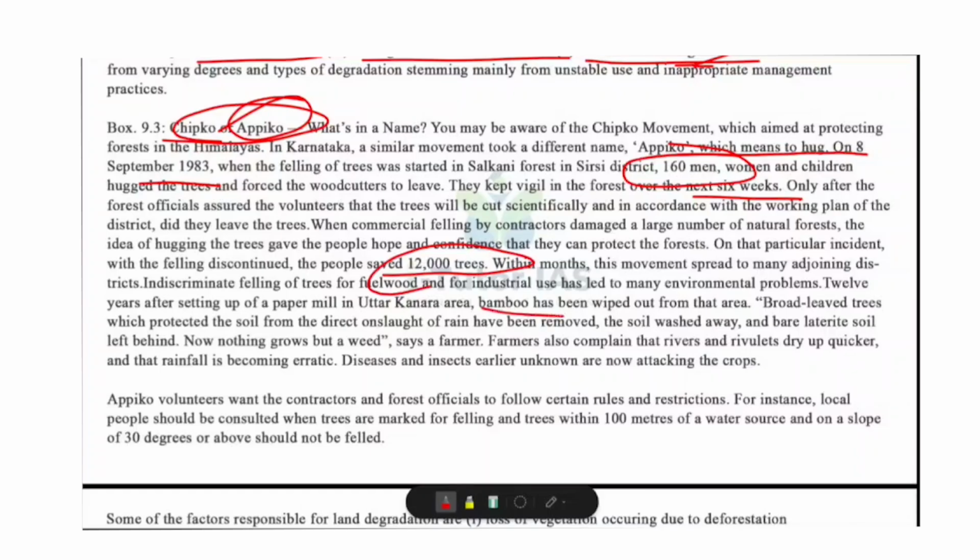Bamboo wiped out after the paper mill set up in Uttara Kannada, and broadleaf trees were removed, leading to soil erosion and barren lands. Rivers dry faster, rainfalls become erratic, and new pests and diseases attack crops. So both movements show how local communities can protect forest and fight environmental degradation.